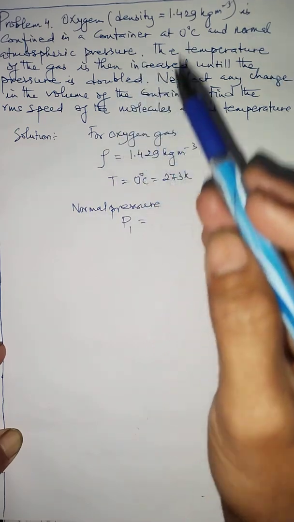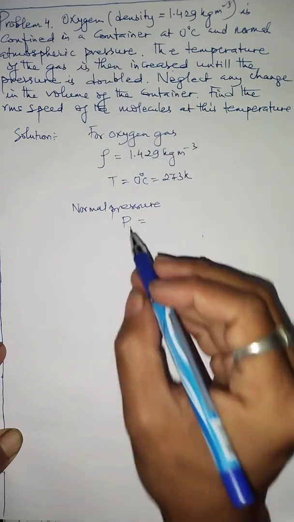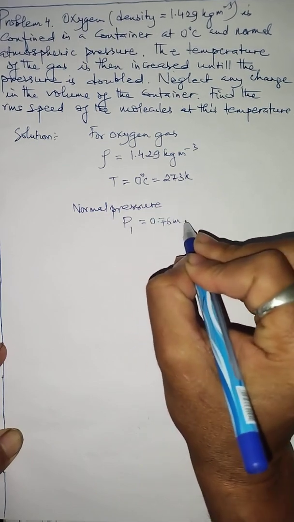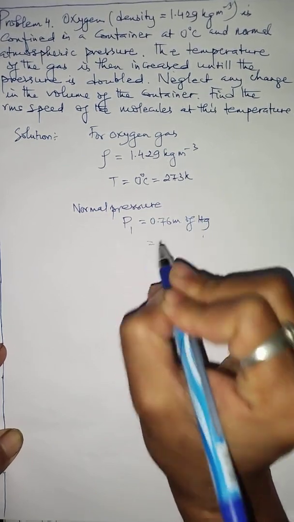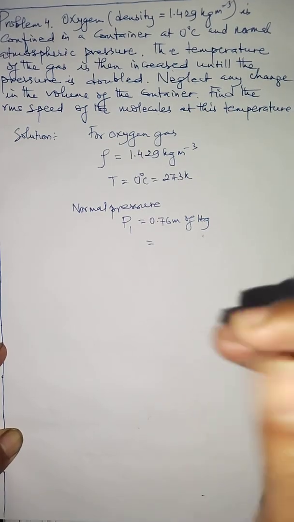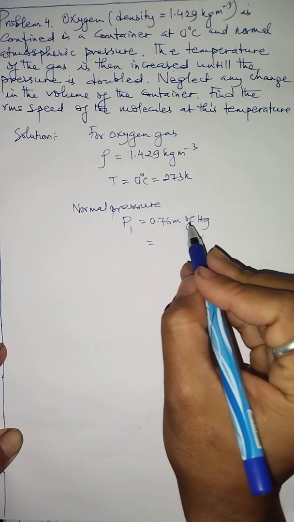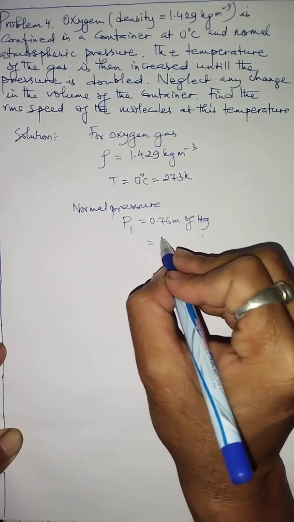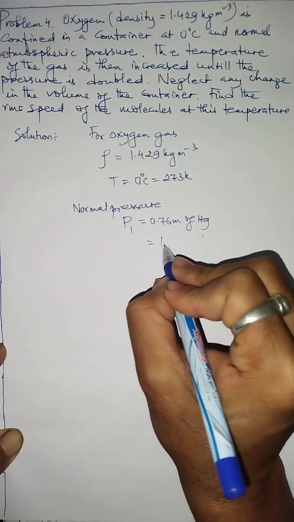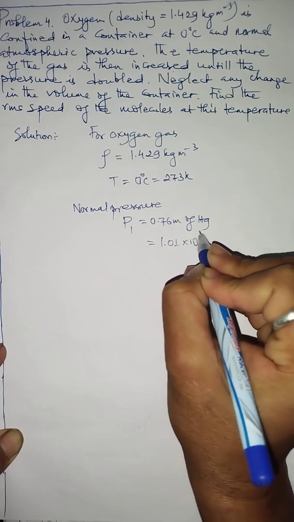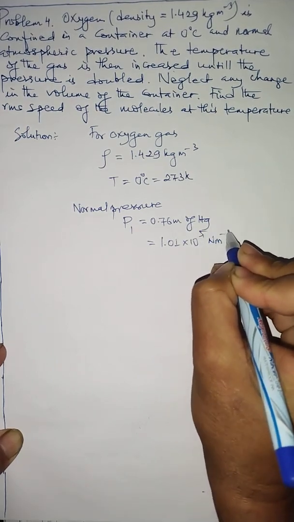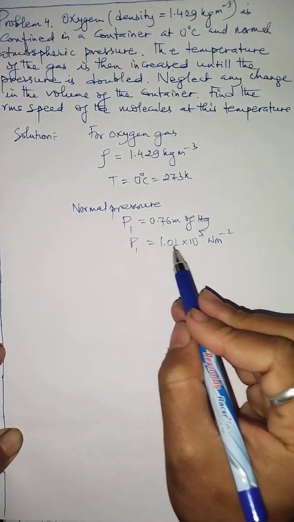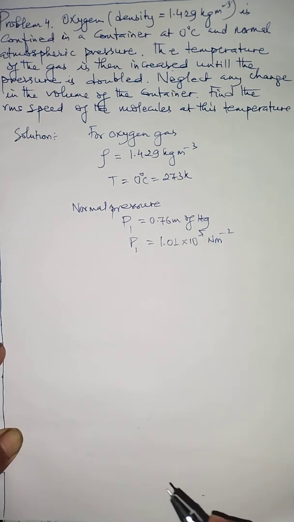In order to solve this question, the pressure is doubled. That means the normal atmospheric pressure is the initial pressure. So I write that pressure as P1, and this is 0.76 meter of mercury, because pressure is measured by the device called barometer and can be measured in terms of height. But if we convert 0.76 meter of mercury into Newton per meter square, it is how much? 1 atmospheric pressure is approximately 1.01 into 10 power 5 Newton per meter square. So children, remember this part. Normal atmospheric pressure in SI unit is basically 1.01 into 10 power 5 Newton per meter square.